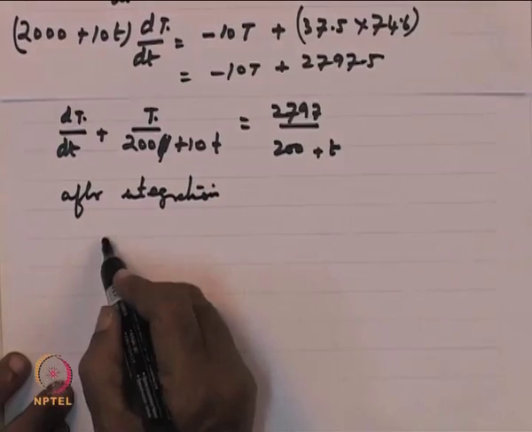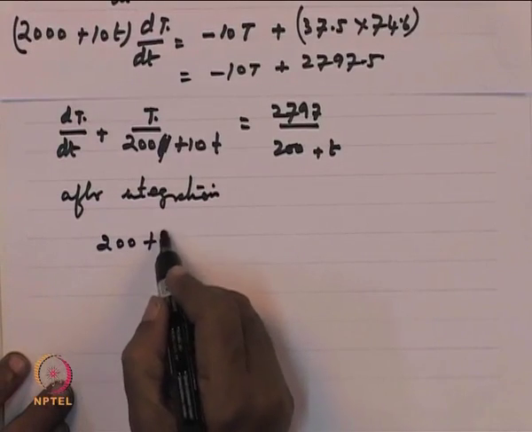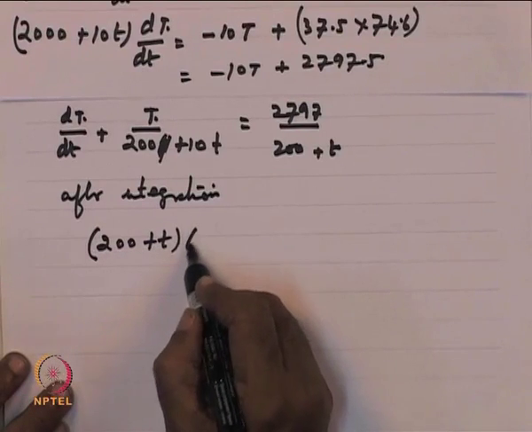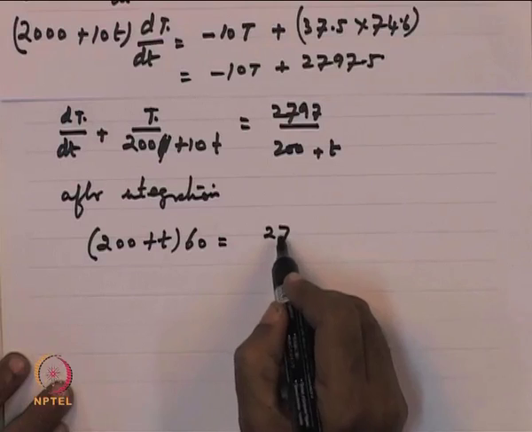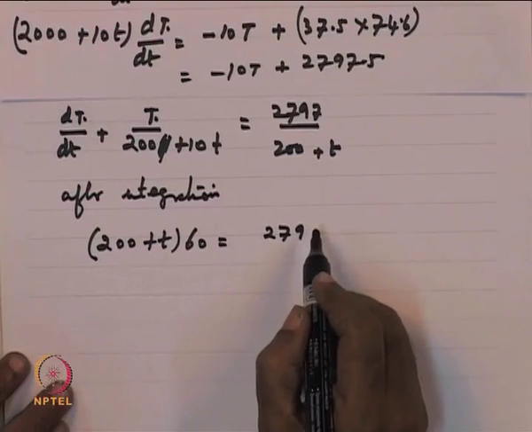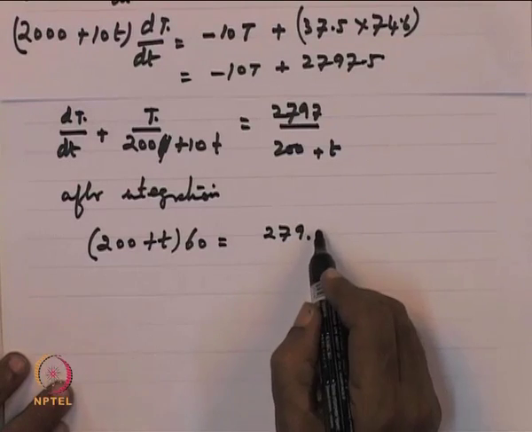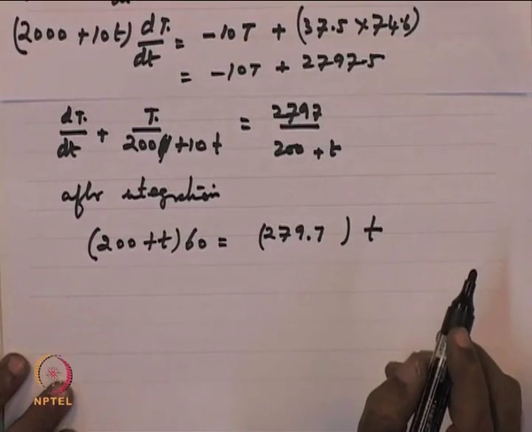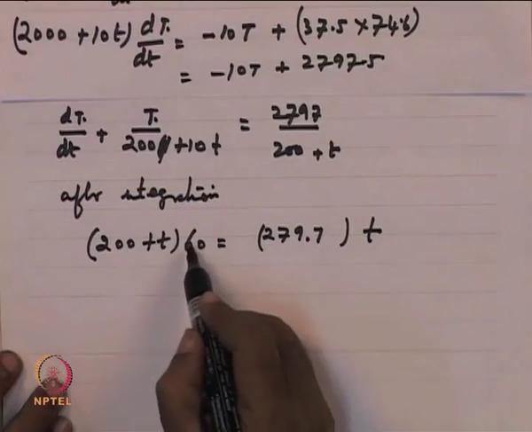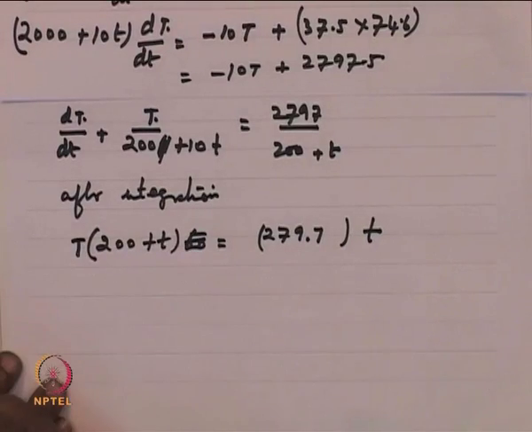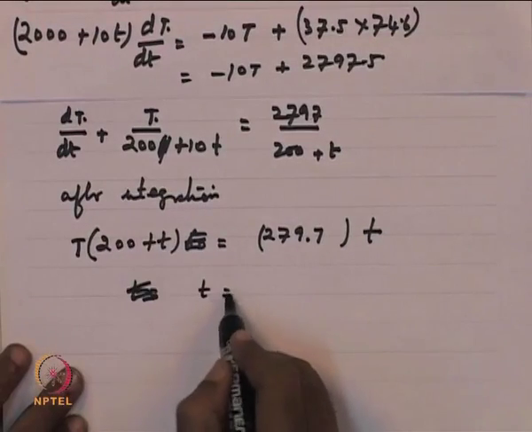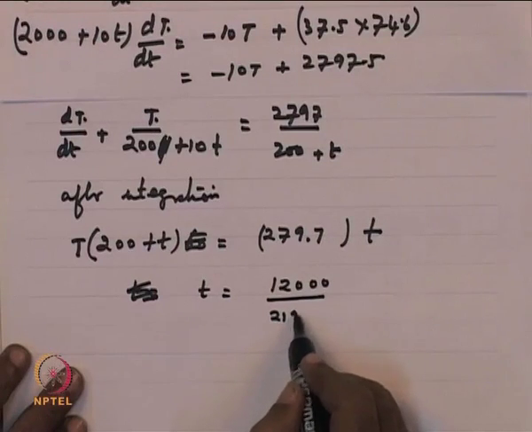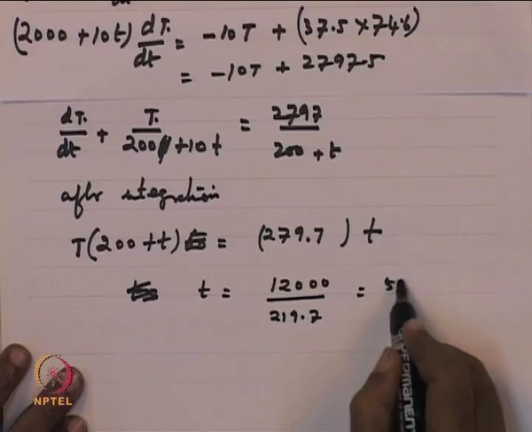We get 200 plus t multiplied by 200 plus t multiplied by 60 equal to 2797.7 times t. This is the solution. Okay. Therefore, sorry, plus t is here. Okay. Turns out that t equal to 12,000 divided by 219.7. That's about 54 minutes.